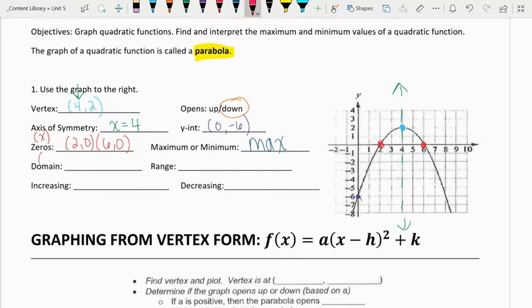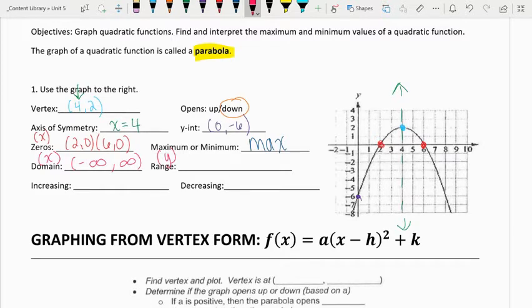Reminder on domain and range. Domain is talking about your x values. Range is talking about your y's. So domain, if you think about your x's, there's always going to be every single x accounted for, because eventually it'll go all the way to the left and all the way to the right. So that's from -infinity to infinity.